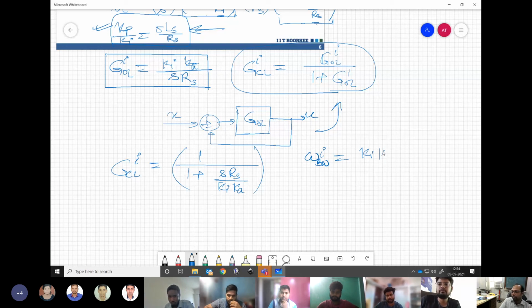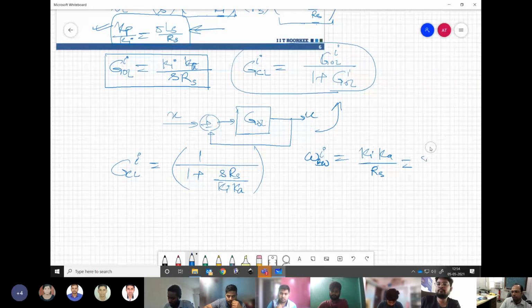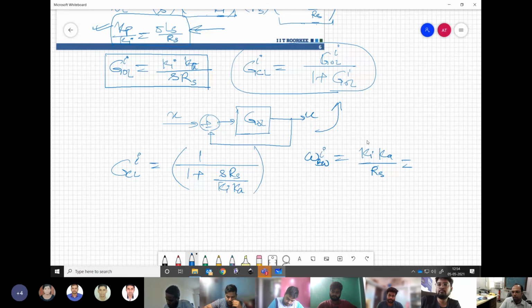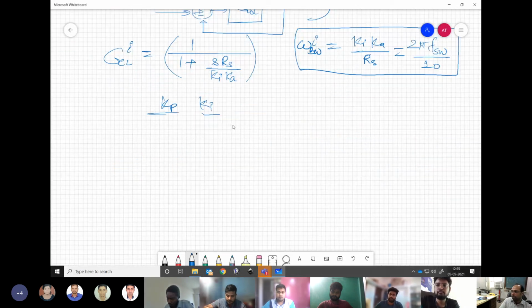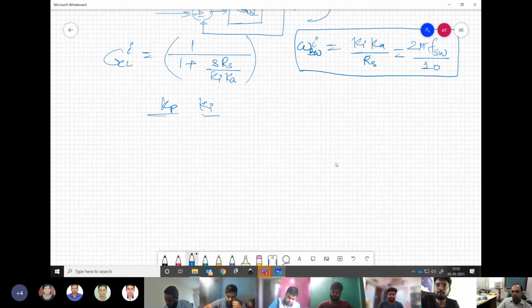Now how much it should be? Switching frequency upon ten. So switching frequency means FSW, so we will write 2 pi FSW by 10. And then we have designed our current controller. Now we know the values of Kp and Ki both. Clear? Any confusion in this? No, sir.